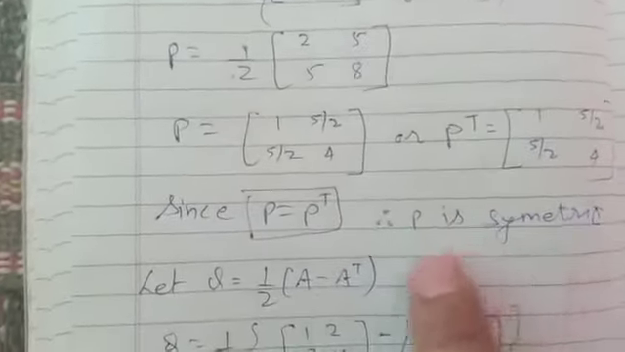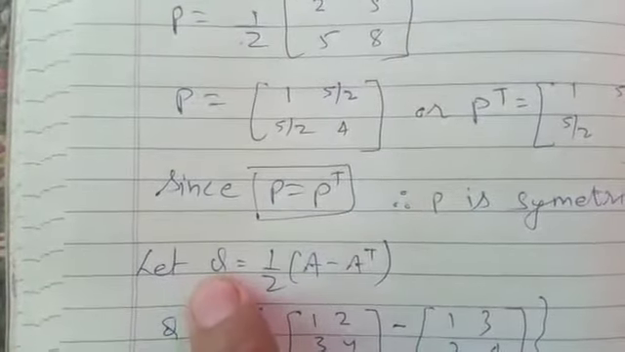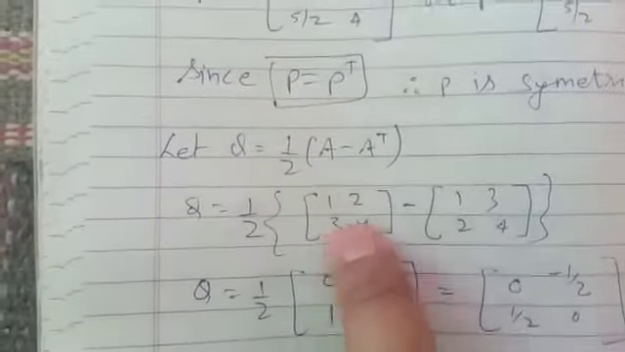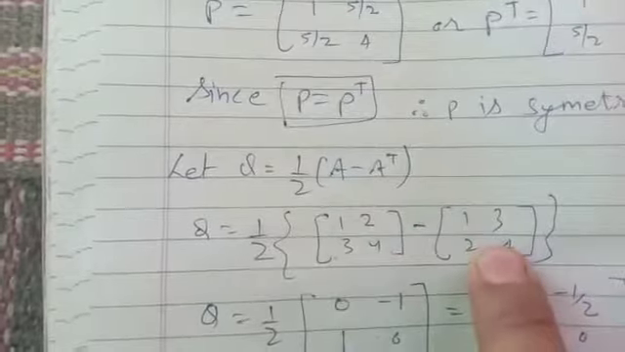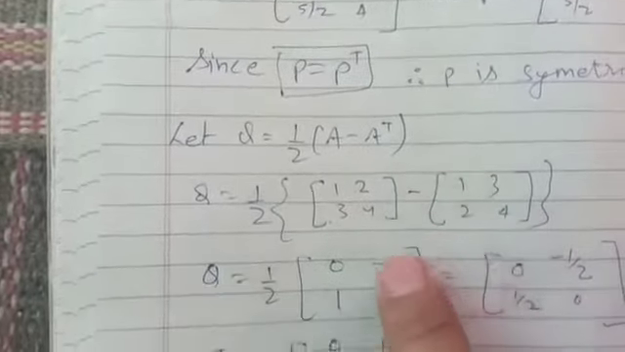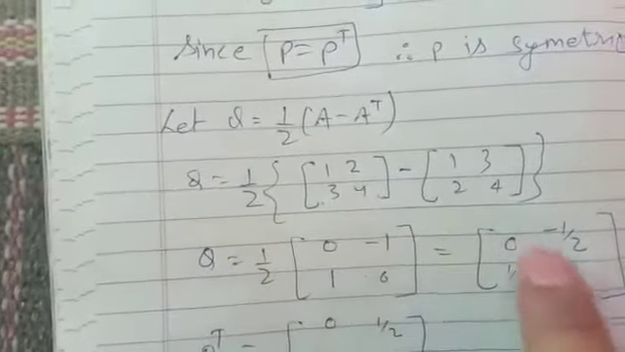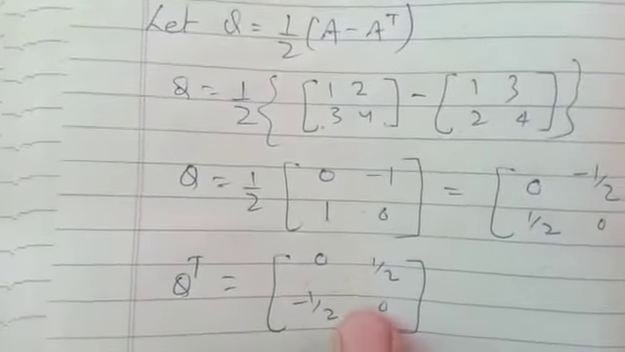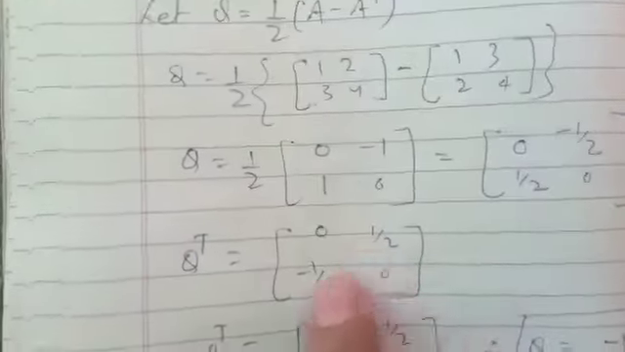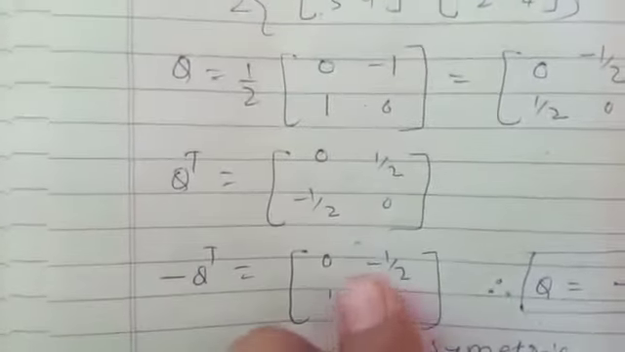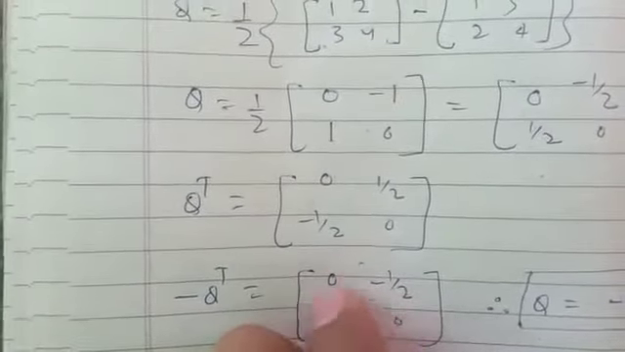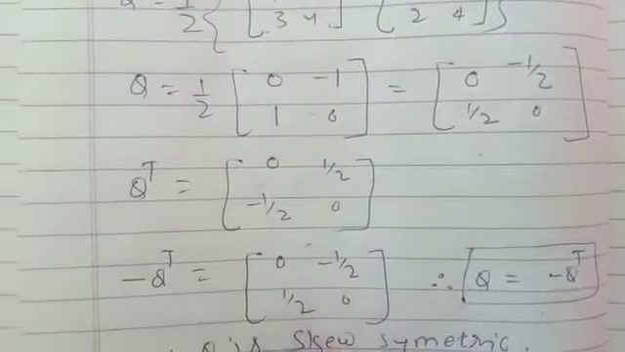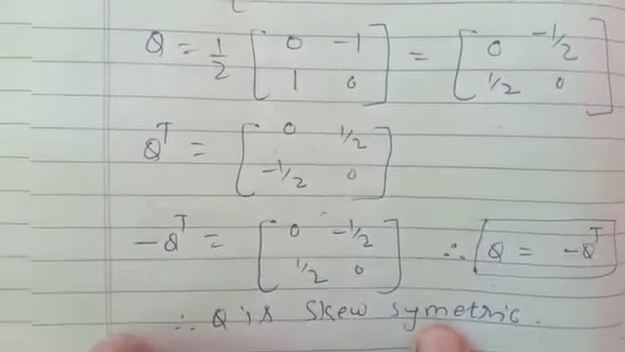Now let us consider another matrix. Q is a matrix which is given by half of A minus A^T. So put the respective values. This is matrix A and this one is its transpose. So after subtracting these two matrices, we will get this one. Now divided by 2, we will get this. This is the matrix Q, and do the transpose of this, Q^T equal to this. Now multiply both sides by minus sign. We will get this, and clearly observe that this matrix is Q. So minus Q^T is equal to Q. So we can say that Q is a skew symmetric matrix.